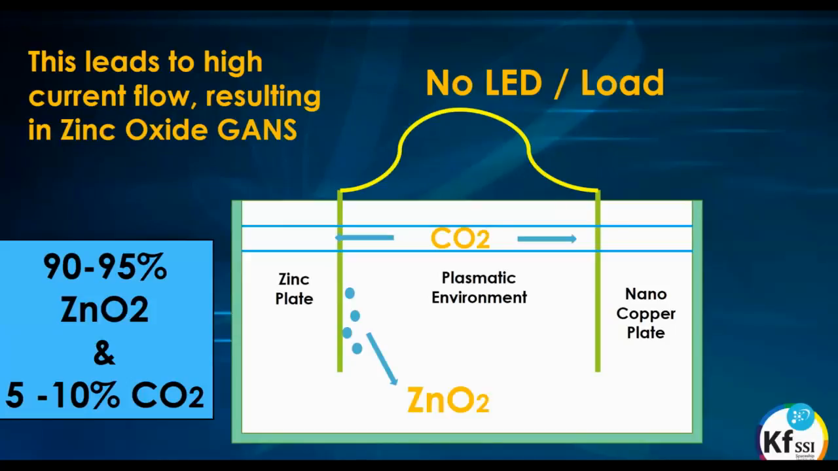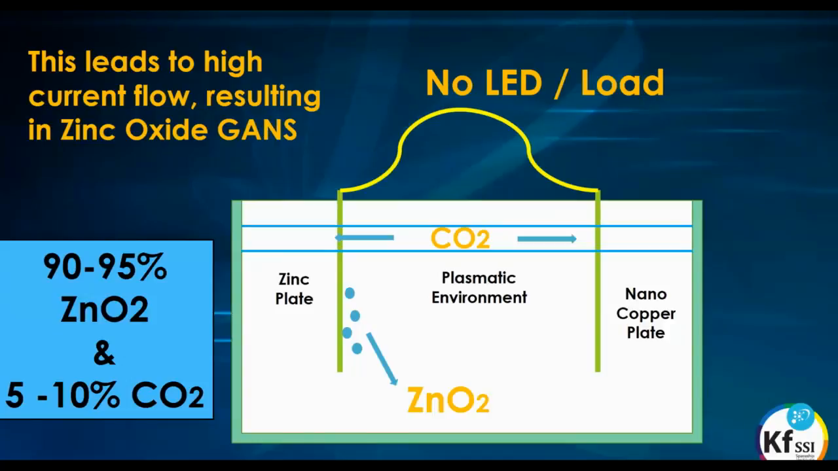So without that LED, or without any load between the two wires, it leads to a high current flow between the two plates. And so this results in more the formation of zinc oxide than CO2. So in this process, we're creating GANS material at the bottom of the container, which is probably around 90-95% of zinc oxide and only 5 to 10% of your CO2. As I said before, this is just one of the methods to make the zinc. We will look at other ways to make your zinc GANS.